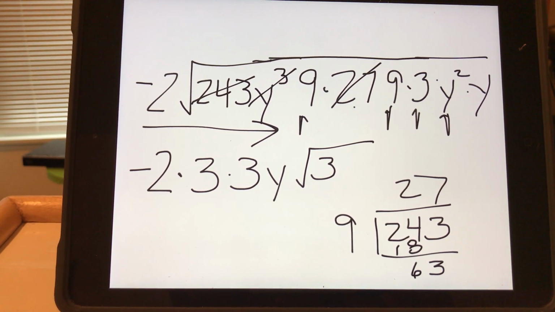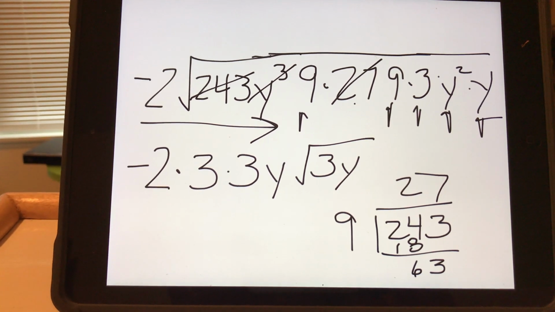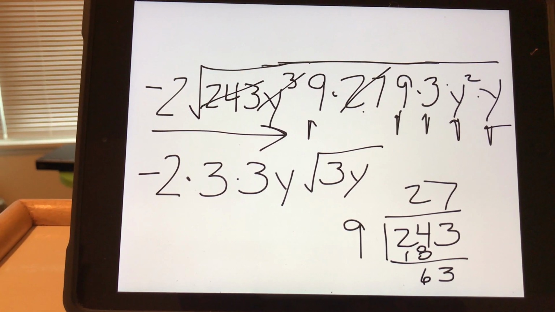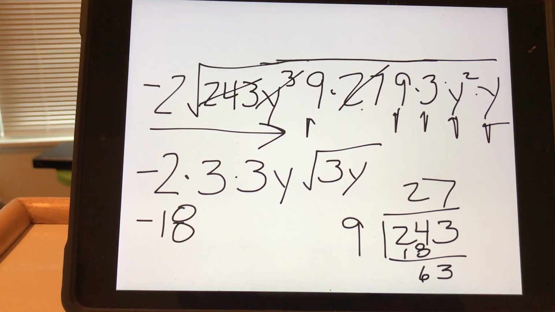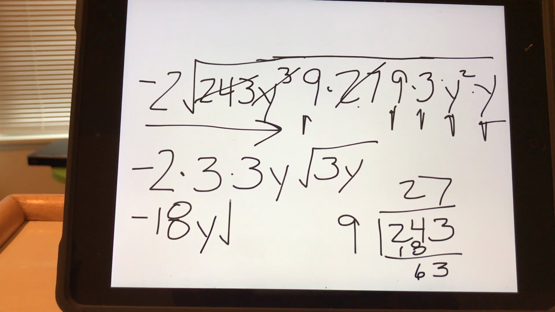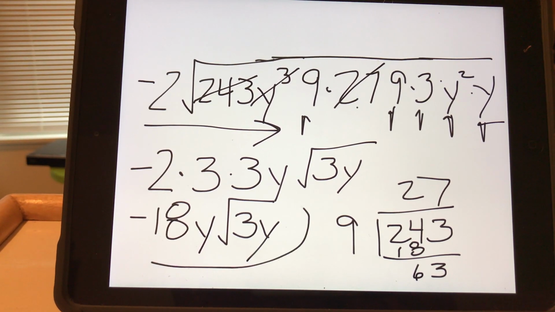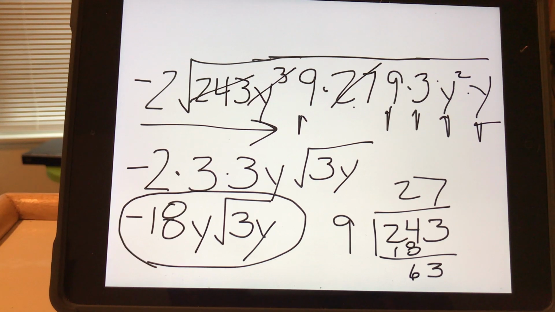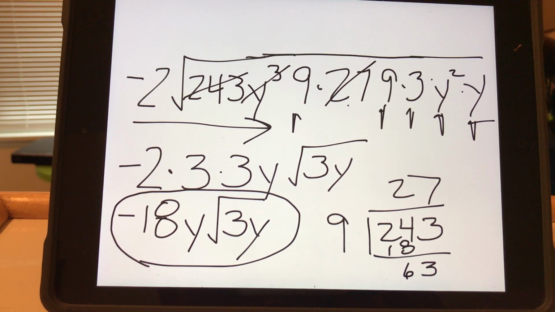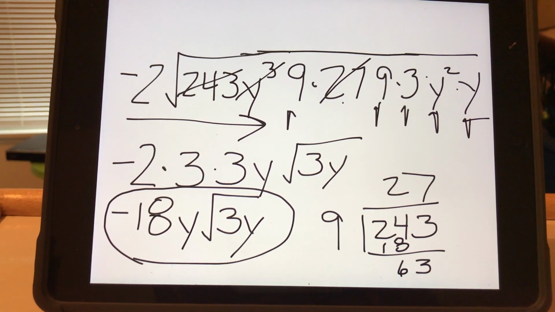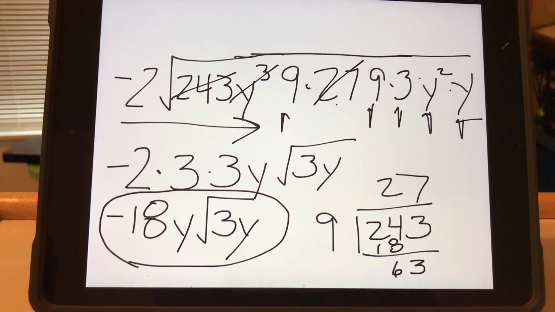The square root of y squared is y. And this y stays in. So now negative 2 times 3 is negative 6. Times 3 is negative 18 y. Then radical 3y. And I'm done. The simplified expression of my original negative 2 radical 243y cubed is equal to negative 18y radical 3y.